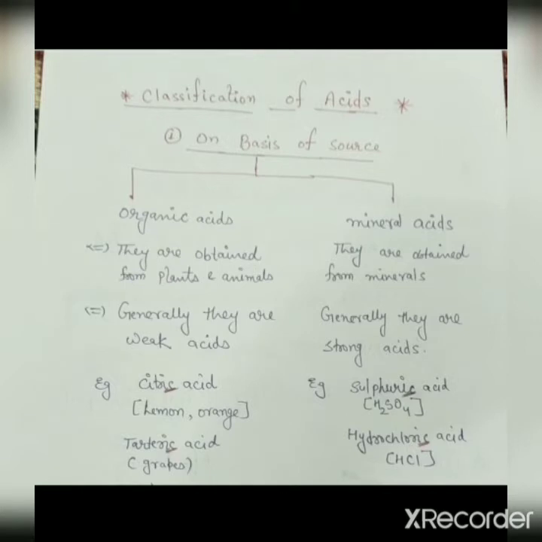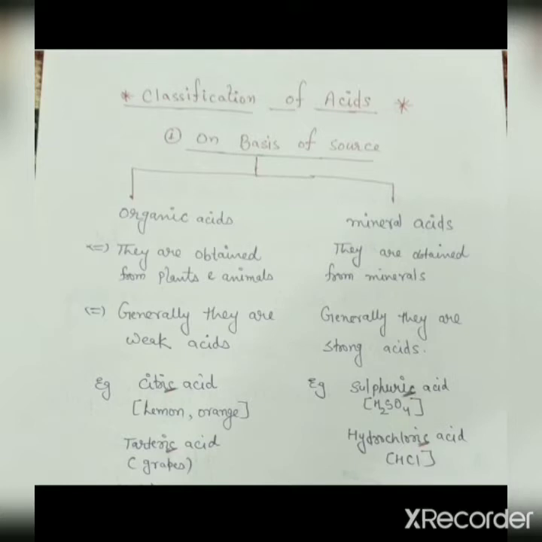Now we will talk about the classification of acids. On the basis of source, the acids are classified into two types: organic acids and mineral acids. What are the organic acids? They are obtained from plants and animals. What are the mineral acids? They are obtained from the minerals which are present in the earth's crust. Organic acids are generally weak in nature. Mineral acids are generally strong acids.